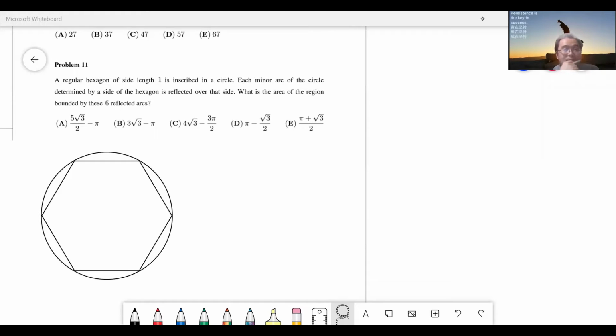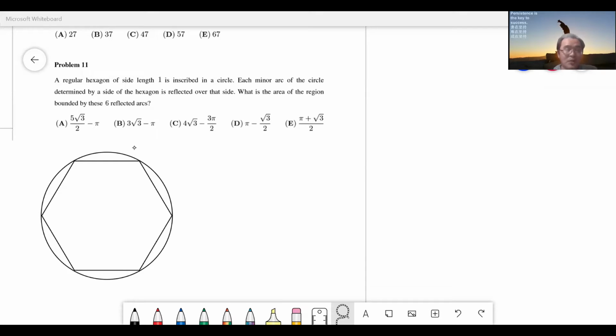Question number 11. A regular hexagon of side length 1 is inscribed in a circle. Each minor arc of the circle determined by a side of the hexagon is reflected over that side. What is the area of the region bounded by these 6 reflected arcs? We don't have this diagram.